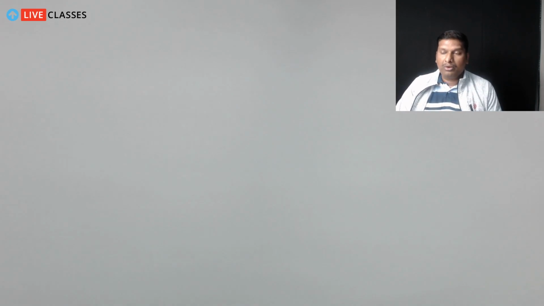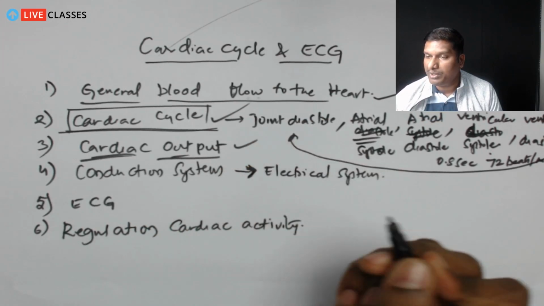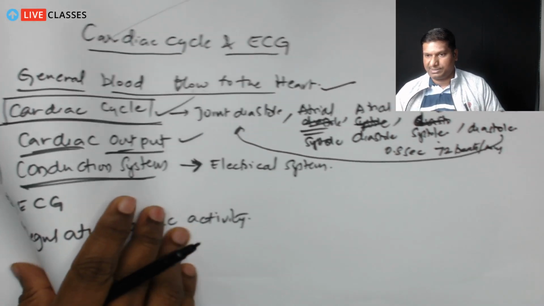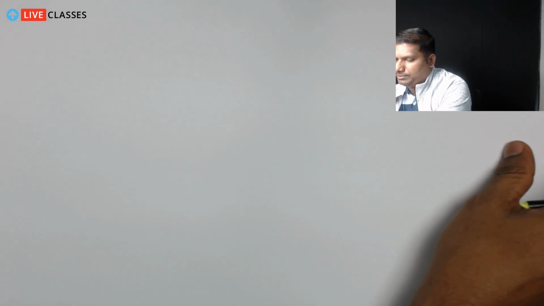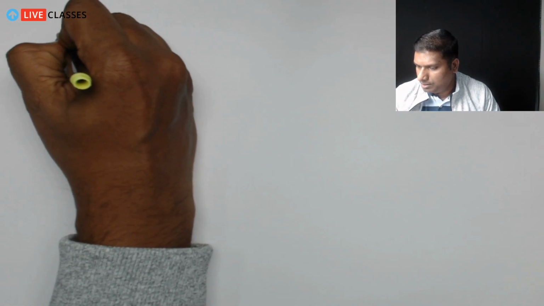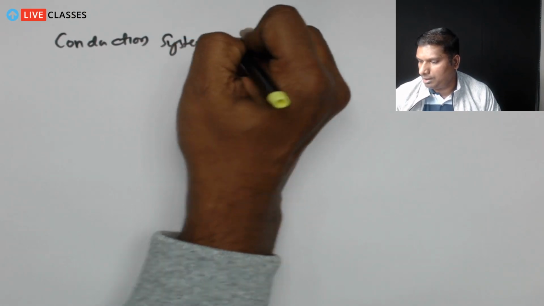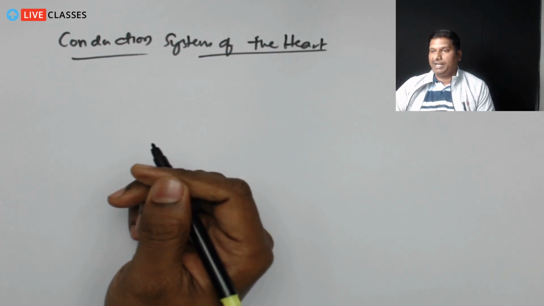Now there are factors which influence the cardiac output. We'll talk about those factors when we talk about the regulation of cardiac activity. I told you briefly what cardiac output is. Then we'll move to the next topic, which is the conduction system of the heart.